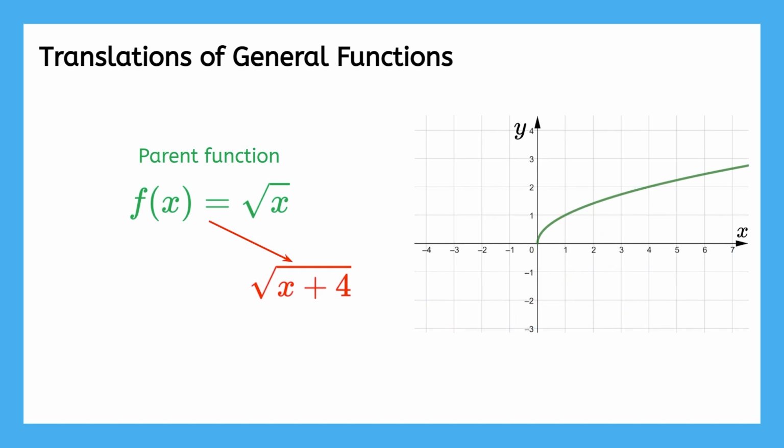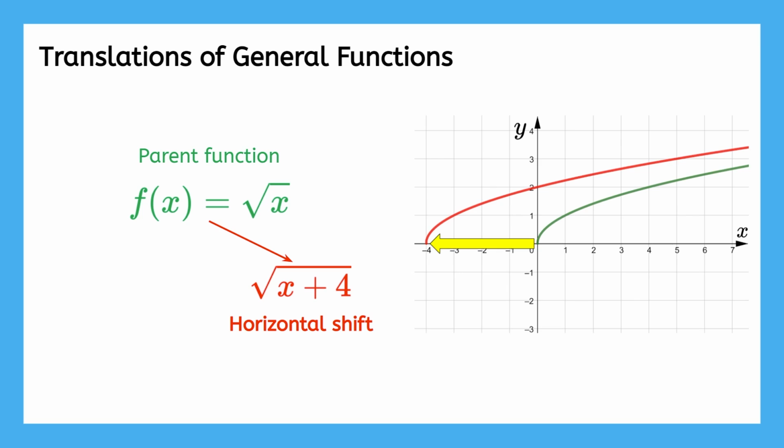How do you think adding 4 inside the square root would change the graph? If you were thinking this would be a horizontal shift, you're correct. And remember that there's a slight twist with horizontal shifts. On the x-axis, the positive direction is to the right. But adding 4 inside the square root will actually move the graph 4 units to the left. The movement of the graph is the opposite direction that you might expect for a horizontal shift based on whether the number is positive or negative.